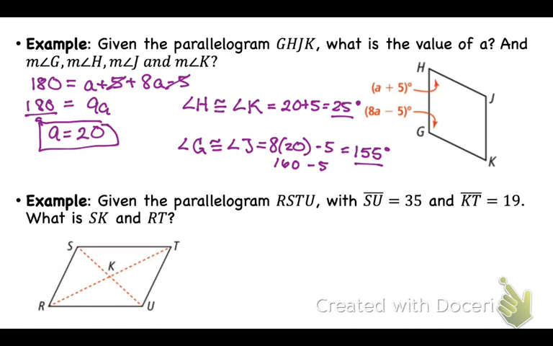Now, some people would say, ooh, I got 25. I can just take 180 minus 25 and get the answer, couldn't I? Yeah. But what if I accidentally did 20 plus 5 and wrote 15?